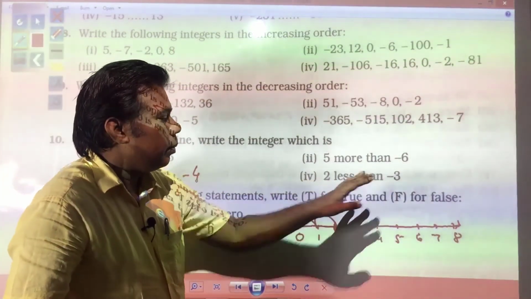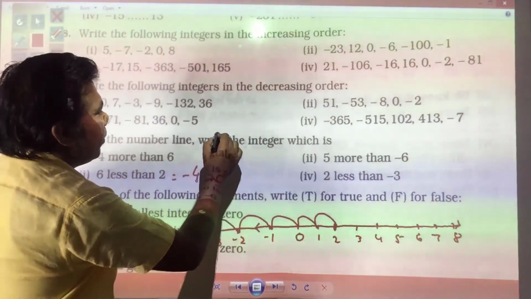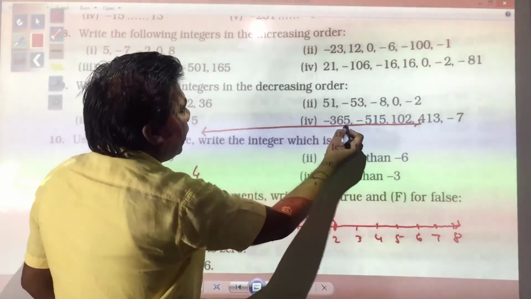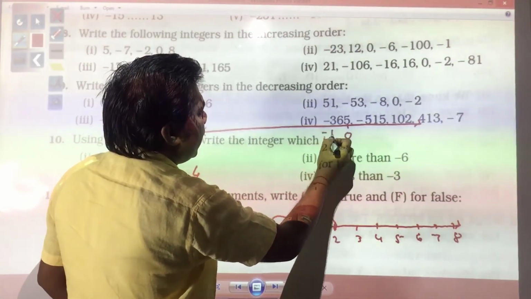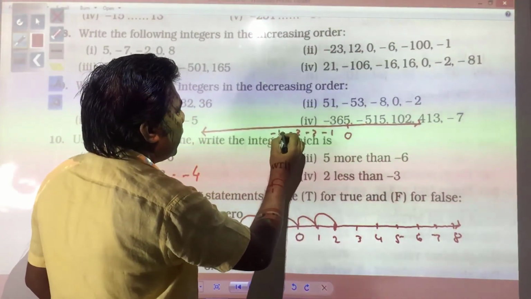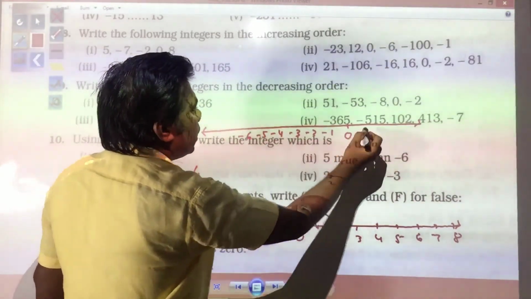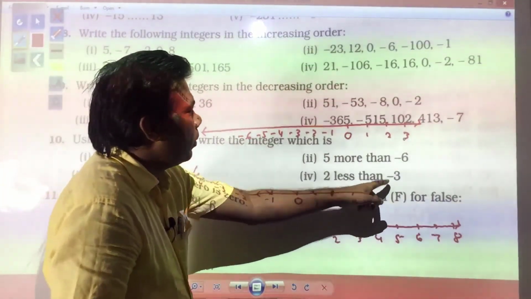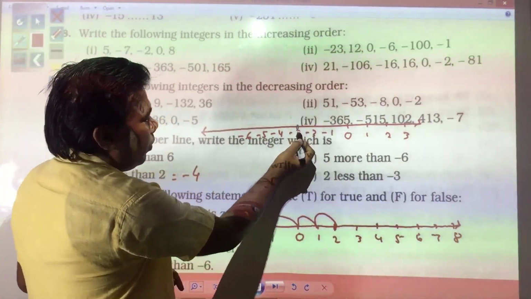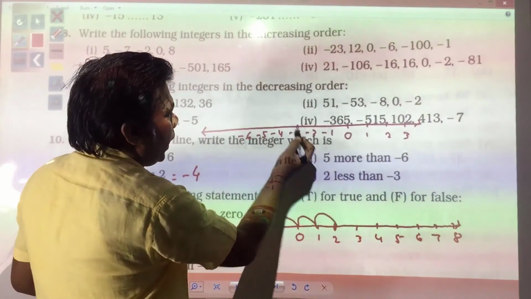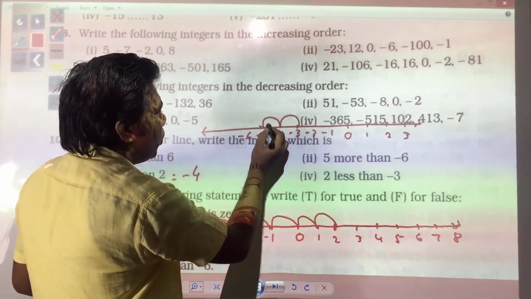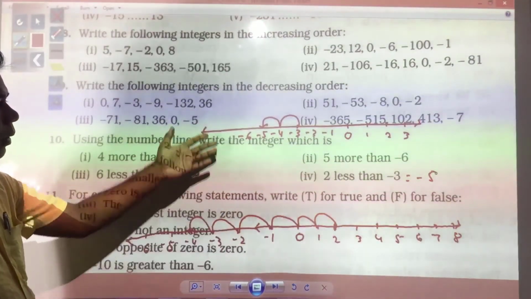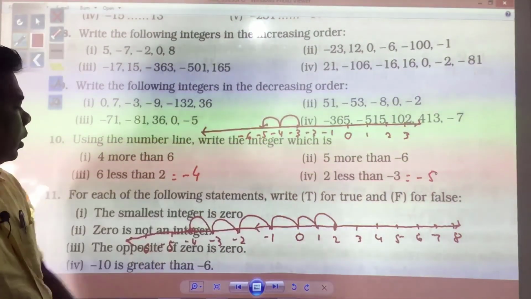2 less than -3, just you see. Suppose this is 0, -1, -2, -3, -4, -5, -6, 1, 2, 3. Here you see 2 less than -3, -3 you have. If you are moving leftward 2 times, 1 and 2, your answer will be -5. So, in this way a number line is required to be drawn, and then you need to see.